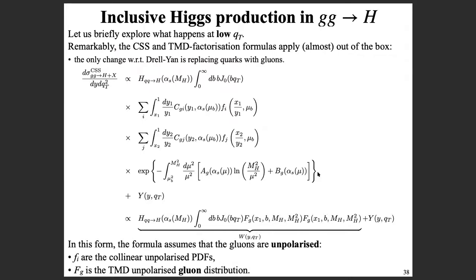So now let me go to the low q_T region. And as I anticipated, for Higgs production, we can use the very same tools we have used for Drell-Yan. In particular, the CSS formalism, as well as the TMD factorization formulas, apply almost out of the box for Higgs production in gluon-gluon fusion. So all you have to do, in principle, is to replace the quarks with gluons. This is how the CSS formula for gg into Higgs looks like. Again, you have a W term that encodes resummation and a Y term that encodes power corrections. And then you can write it in the TMD format in this way, in which you have a Fourier convolution between gluon TMD distributions.